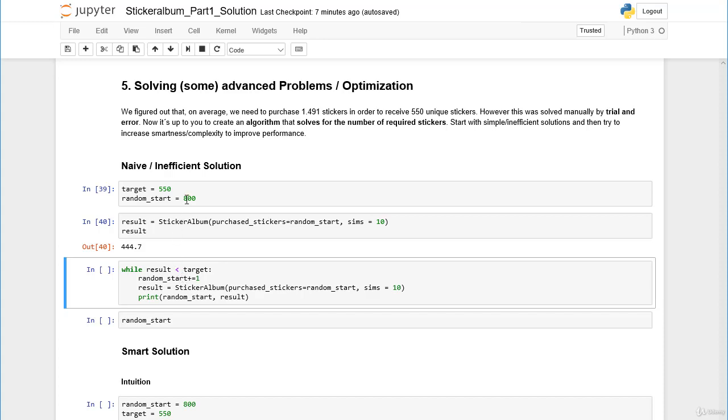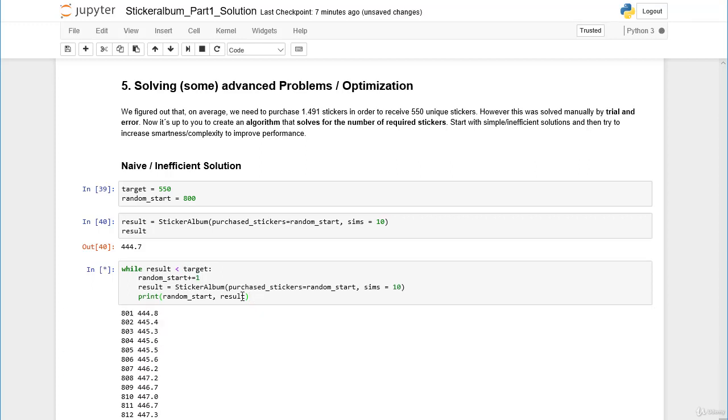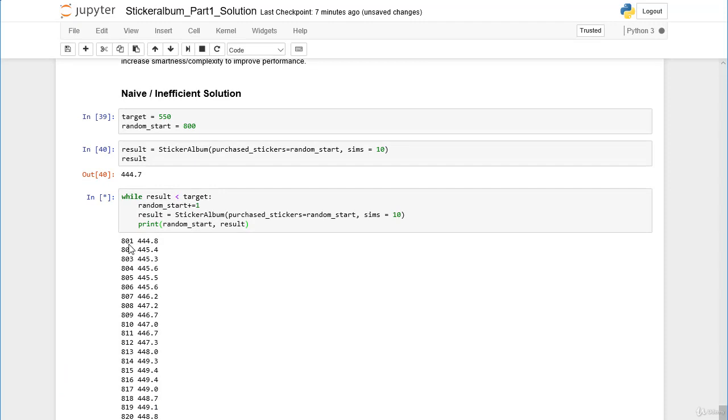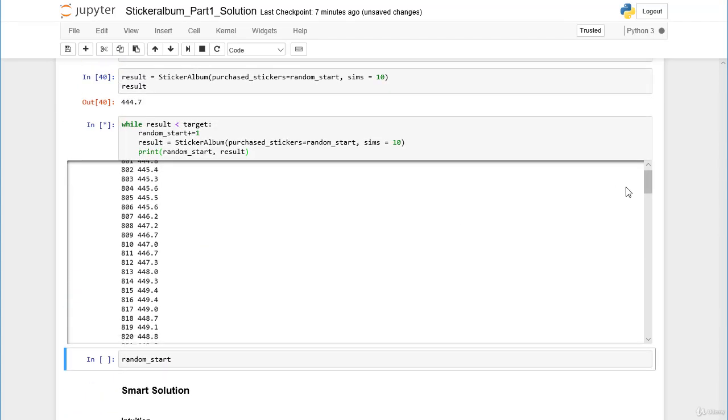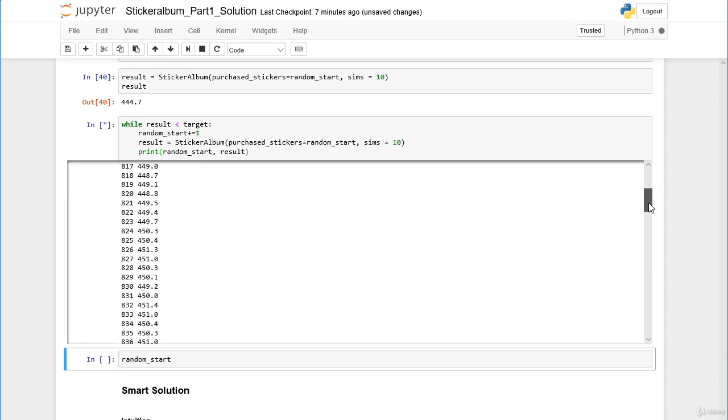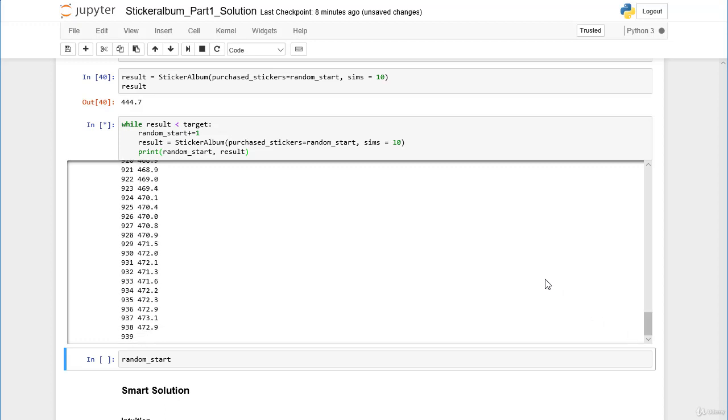So in the next loop we will have 801 stickers. And after that, please recalculate the result and print both. So that's actually a quite simple and easy algorithm, and we can start it. You can see, so our first simulation 801 results in 444, and it takes a bit. We know that in the end we end up with about 1,400, so it's still calculating.